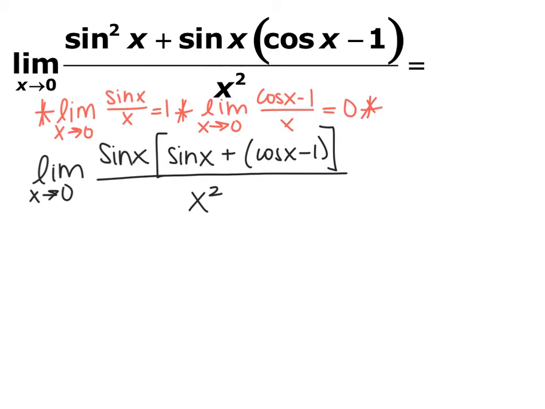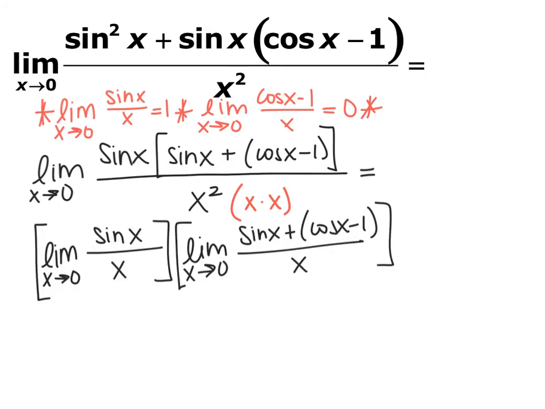I'm keeping that together because I know that's one of my ones that I have memorized. So now x squared is the same thing as x times x. So I can split this up into a multiplication of limits. So I had the sine of x over x times the sine of x plus cosine x minus 1 over x. So I split that up into the multiplication of two different limits. That was one of the properties on the first slide. So this one is one that I have up here, so I can keep that one.